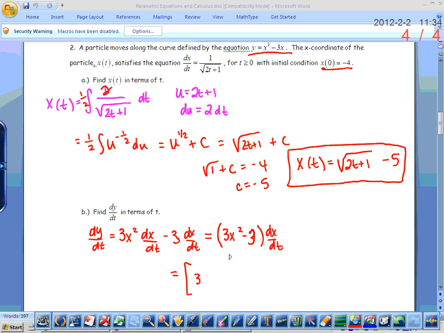Okay, so instead of the x, I'm going to use the square root of 2t plus 1 minus 5, quantity squared, minus 3. And then what can I write for dx dt? Right, 1 over the square root of 2t plus 1, that was given to me from the beginning. So not a hard problem. You know how to take the derivative of anything with respect to t, and then you're just plugging stuff in. And part A was really just integrating.